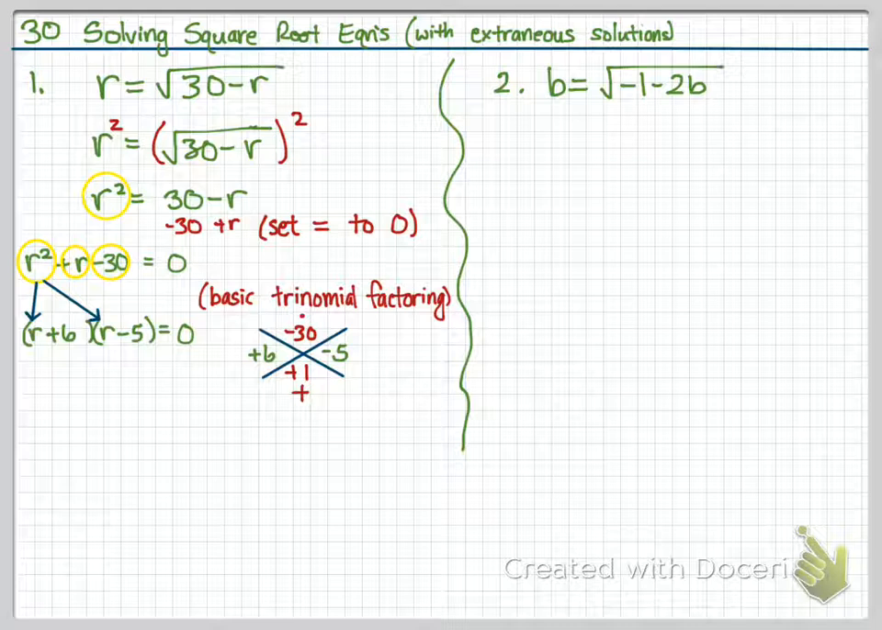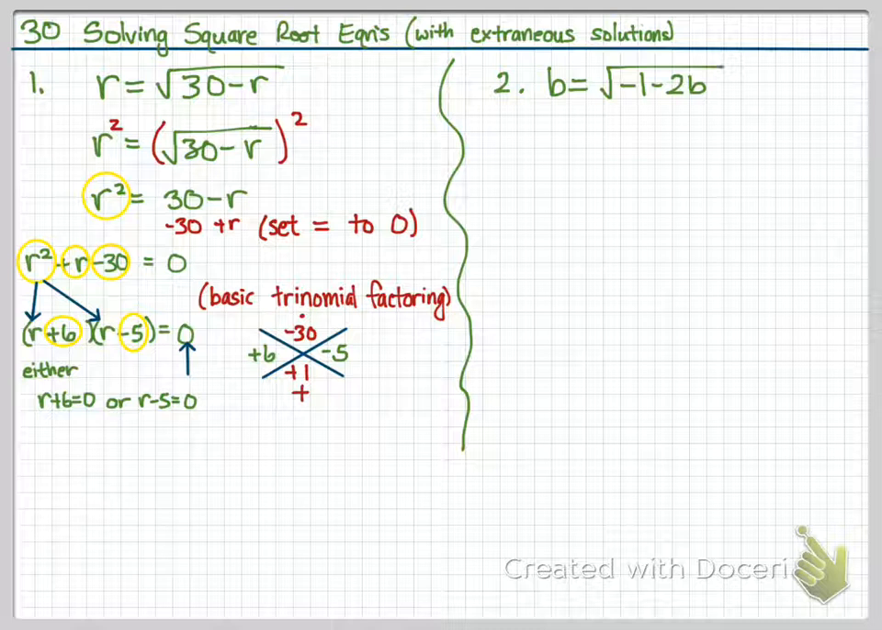So we end up with two parentheses. These are the ingredients of the trinomial, r plus 6 and r minus 5. Those are the ingredients of r squared plus r minus 30. They're the exact same things, except it is divided out. Now we have to find out what r is going to be to make that equal 0. So those two parentheses multiply to each other to get 0. So either r plus 6 will be our 0, or r minus 5 will be our 0. We solve for both. Subtract the 6, add the 5. R is equal to negative 6, and r is equal to positive 5.